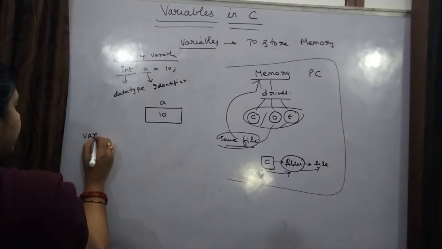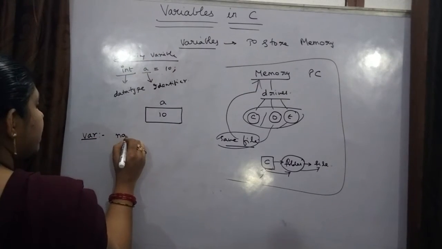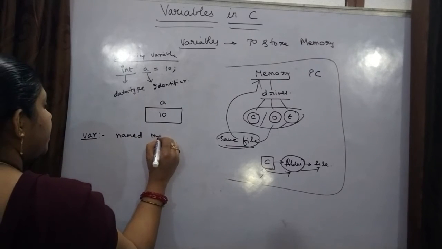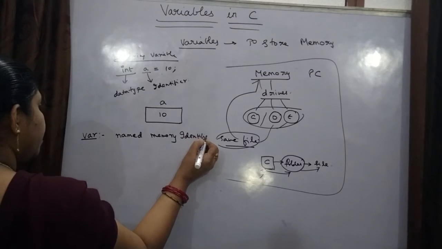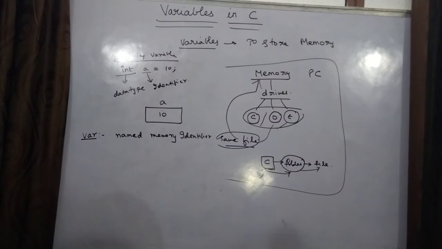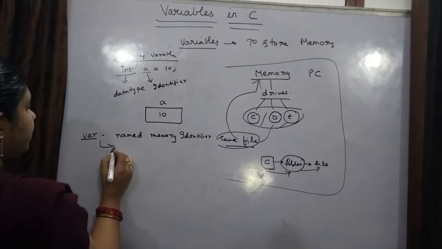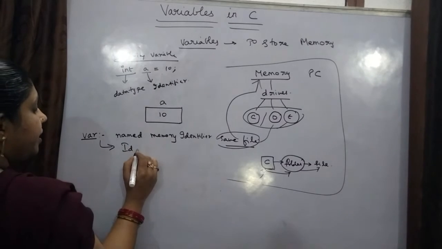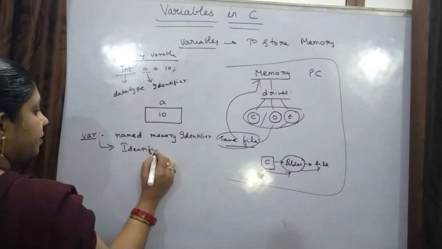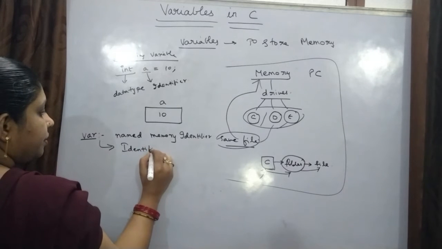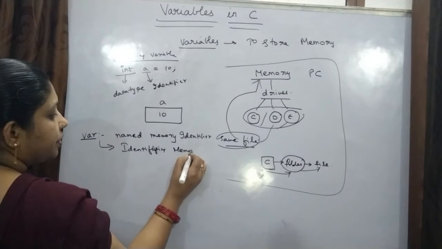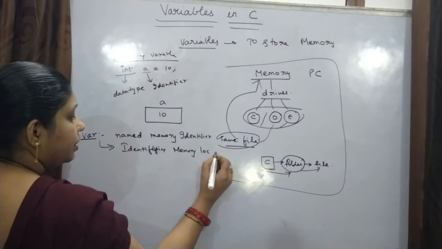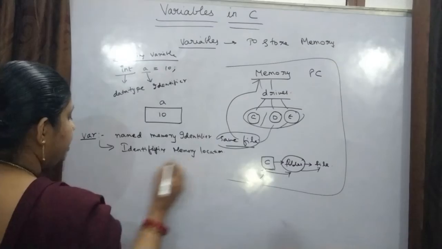Now regarding variables, this is the named memory identifier. You will call it a named memory identifier, and this is used for identifying the memory location. To identify the memory location, the variable is used.